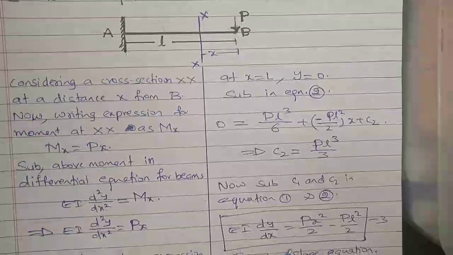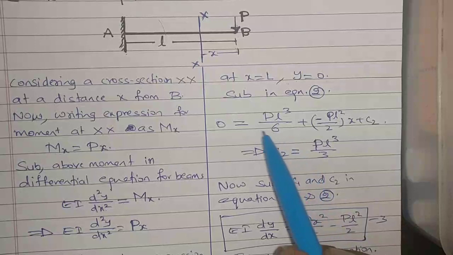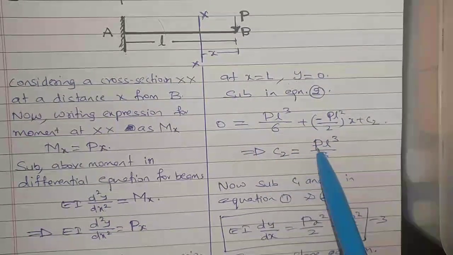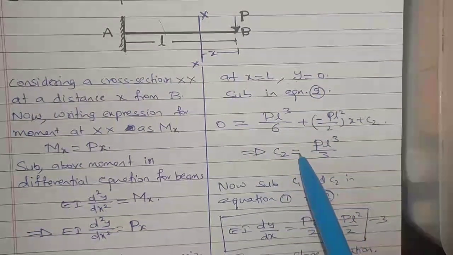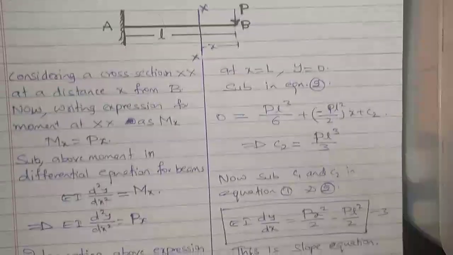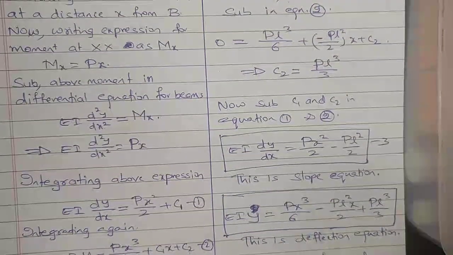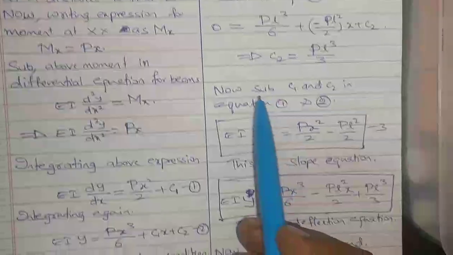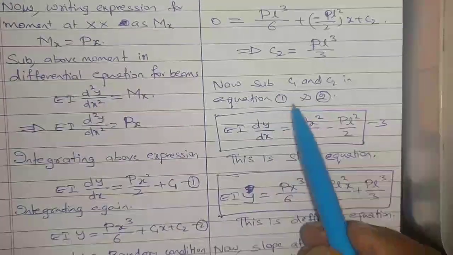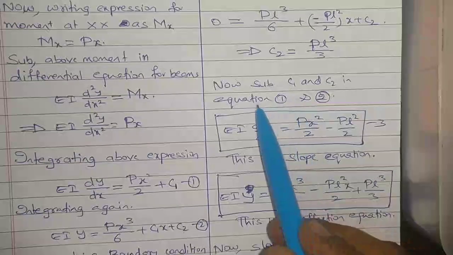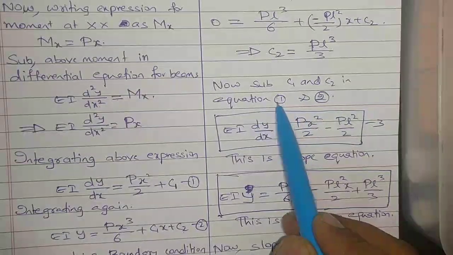So what you get is again C2. C1 you got, and now C2. So we have to substitute C1 and C2 in equations 1 and 2. See, now we got this one. Substituting C1 and C2 in equations 1 and 2.